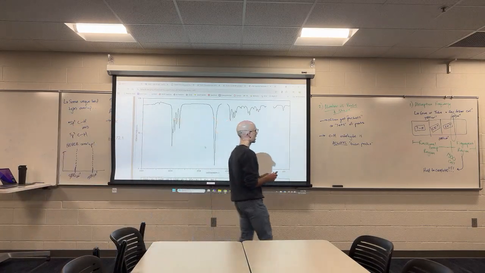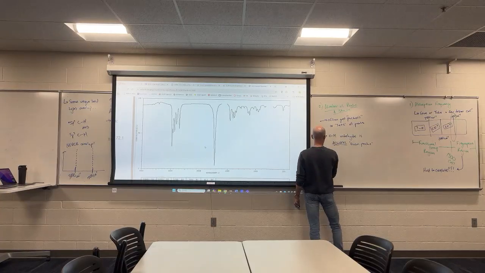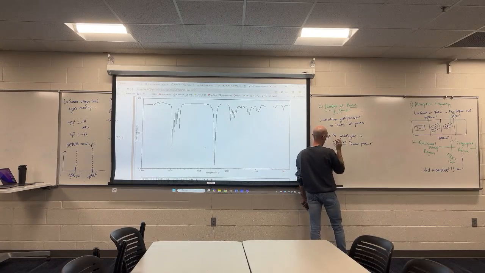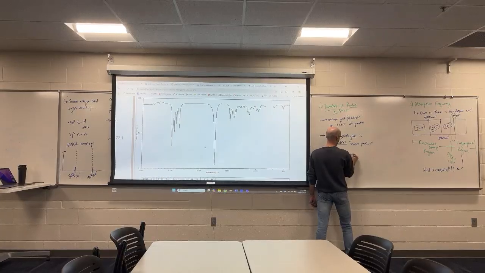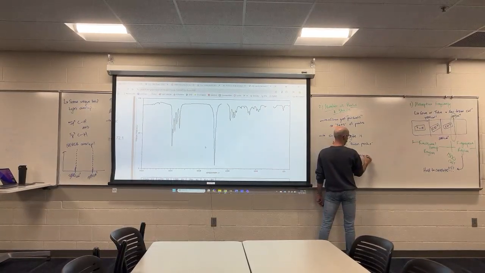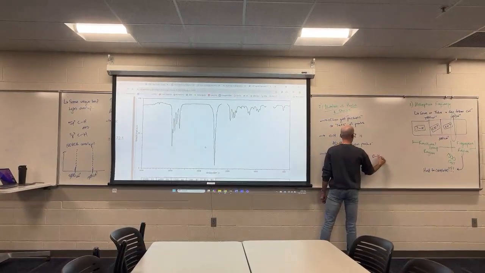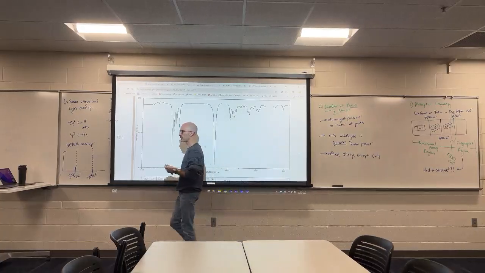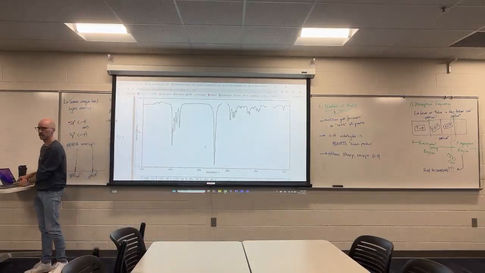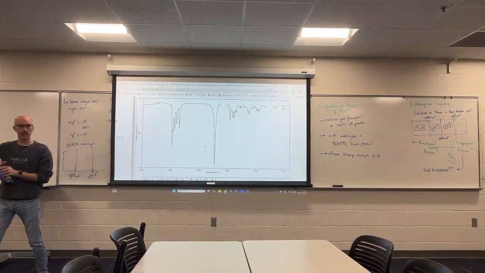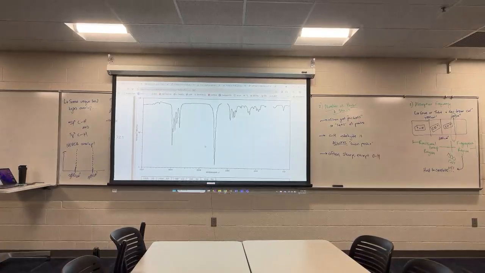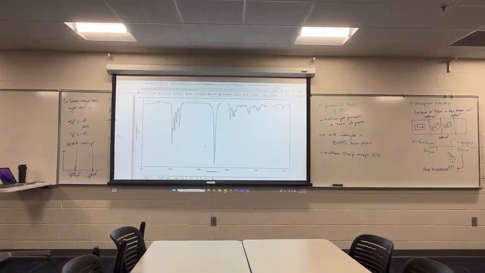Now let's talk about some shapes. Truly, the only two bond types that are not generally sharp are OH bonds.